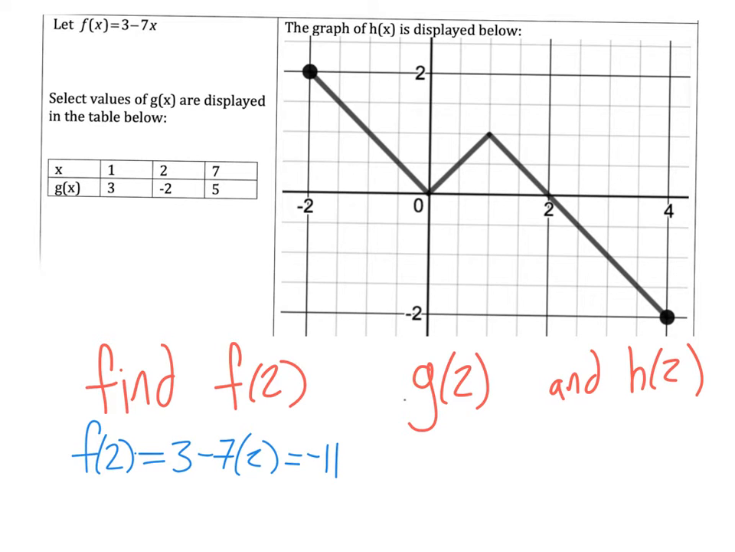For g of 2, we're asking what is the output when the input is 2. Okay, here's my input of 2. My output is going to be negative 2. And h of 2 asks what is the height when x is equal to 2. So looking at my graph, this is the point 2 comma 0. So my height at this point would be 0.